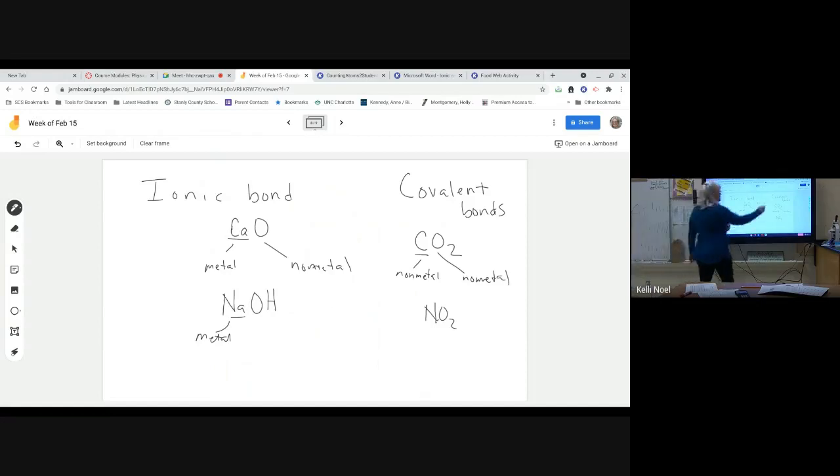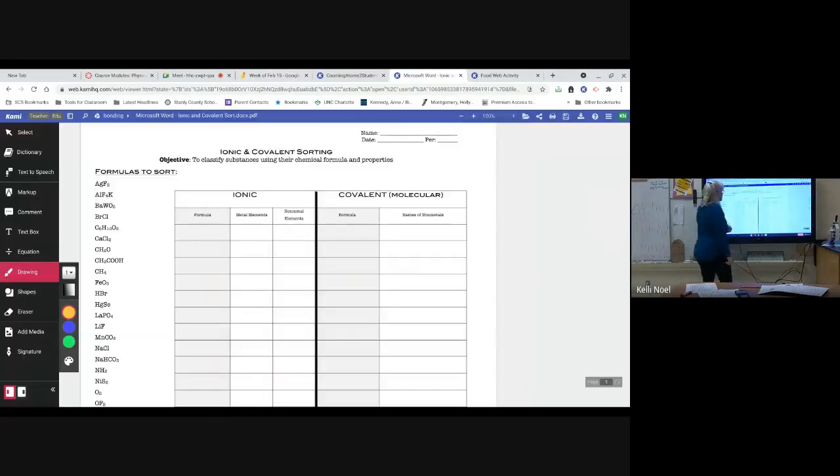All right, so I'm going to click over here. This is your assignment. And you have a list over here. And what you're going to do is you're going to write the formula right here. If it's ionic, you write the formula here. If it's covalent, you're going to write the formula here. Here it says metal elements, non-metal elements. All right? For covalent, names of nonmetals.